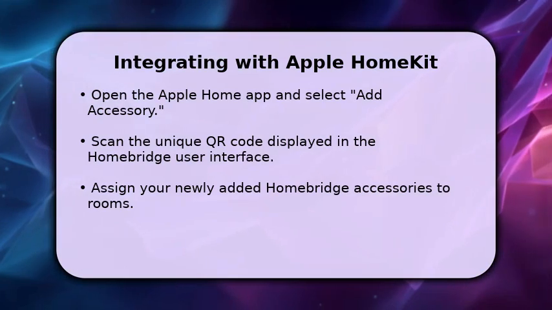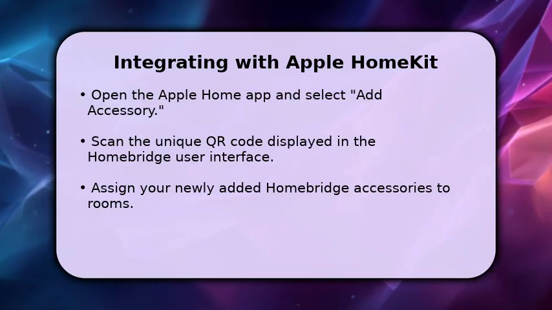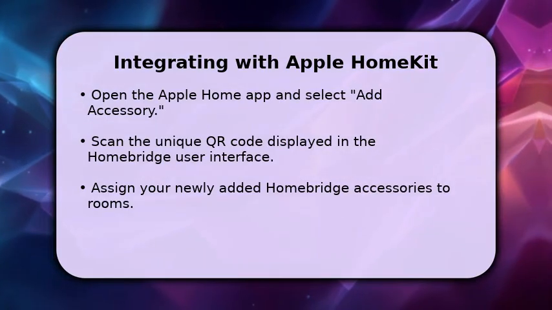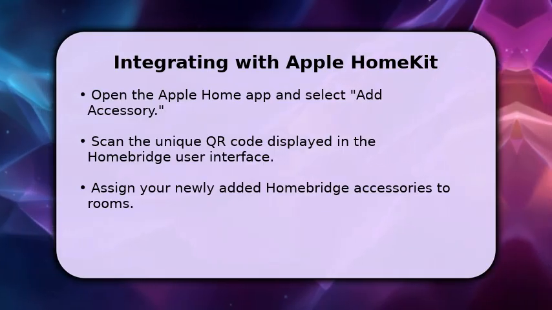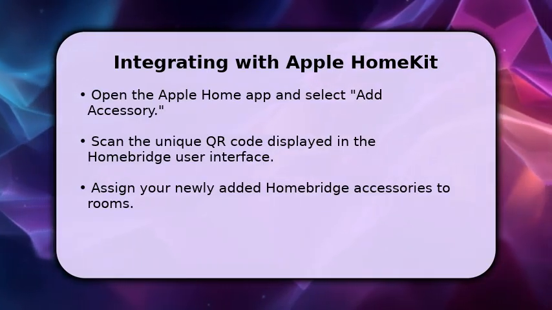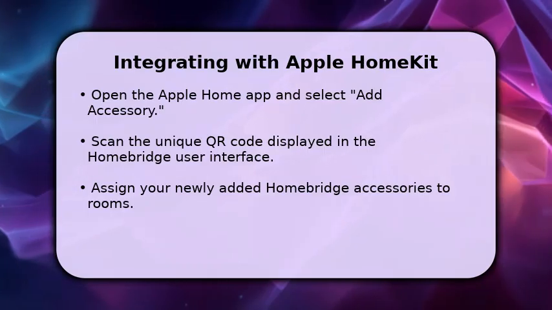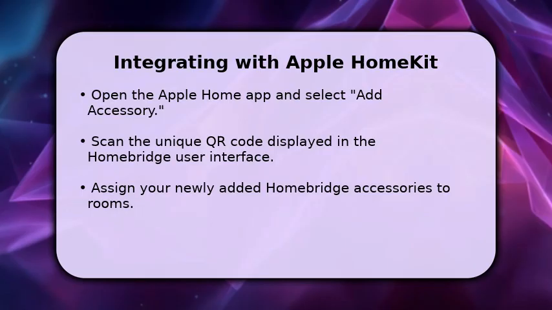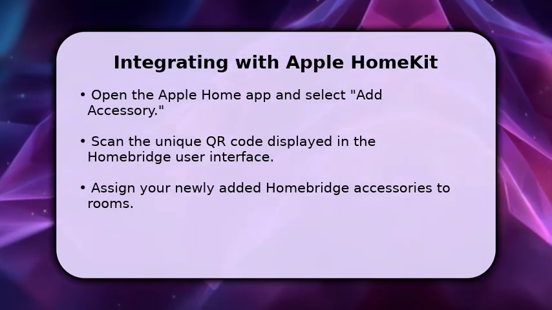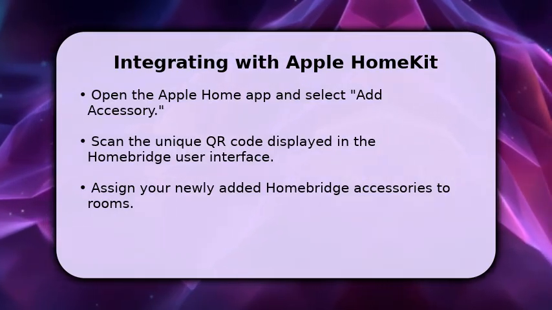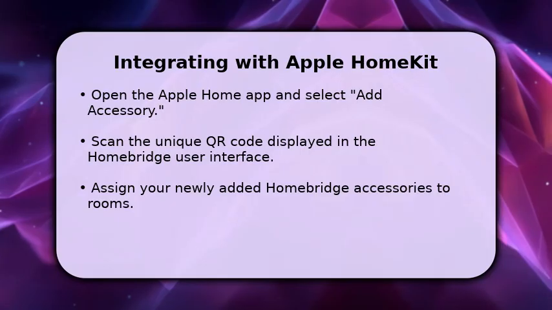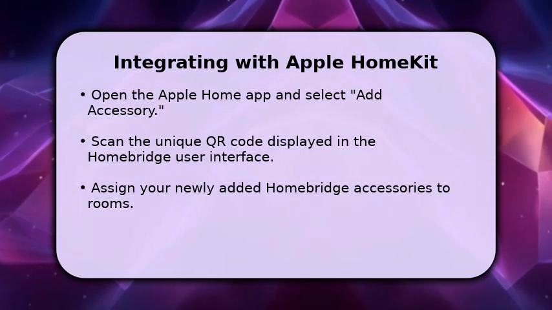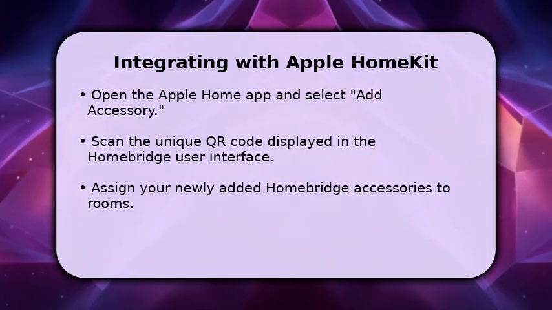Now for the final step, connecting Homebridge to your Apple Home app. Open the Home app on your iPhone or iPad and tap the Add Accessory option. You will then scan the unique QR code that is prominently displayed within your Homebridge user interface. After scanning, follow the on-screen prompts to pair Homebridge and assign your newly discovered smart home accessories to their respective rooms within the Apple Home app. Enjoy controlling your expanded smart home.